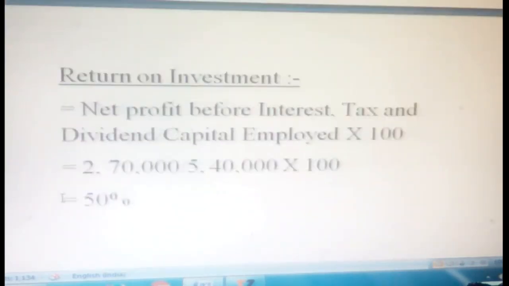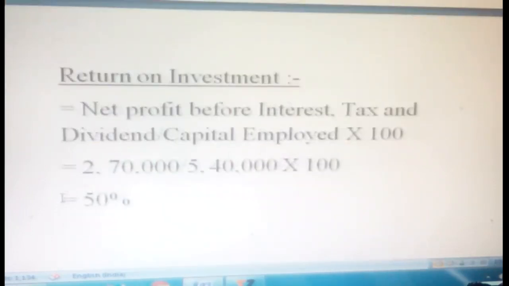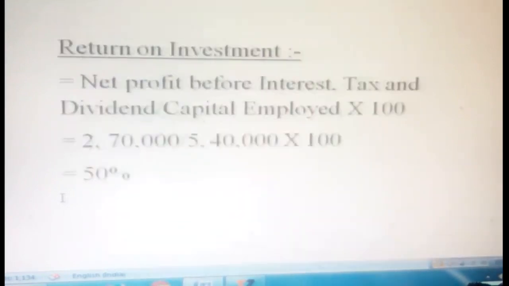Now return on investment. What is the formula here? We know net profit before interest, tax and dividends, divided by capital employed, into 100. As you know, 2,70,000 is our net profit, which we just got. Then our capital employed is 5,40,000, into 100. We get 50%. Two times 270 becomes 540, correct? So 50%. That's our idea here.